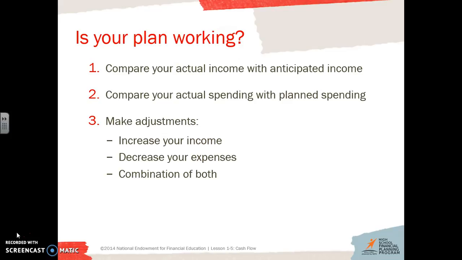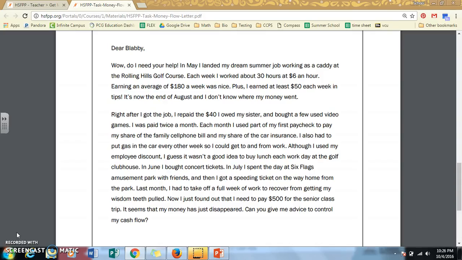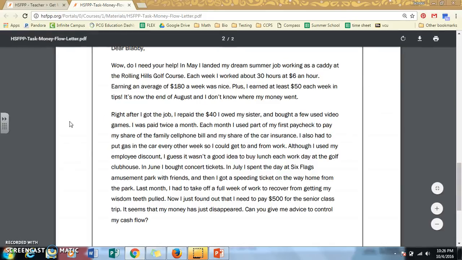The very first thing you can do is compare your actual income with your anticipated income. So let's look at those two words, actual and anticipated. Your actual income is what you get paid every single time you get a paycheck. When I anticipate something, that is what I believe I will make. If we go back to the story about the guy who worked at the golf club, he anticipated that he would make about $180 a week, plus about $50 in tips.